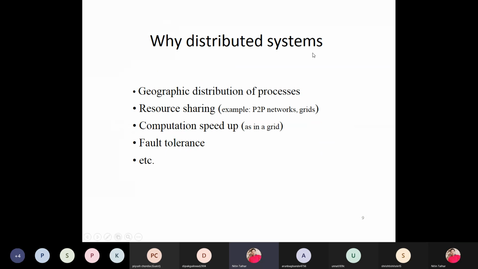Now, why distributed systems? Here, some of the possible solutions are given. It has a fault tolerant system. Communication can be increased by using a grid. Then resource sharing is possible in a distributed system. A peer-to-peer network is possible, and a grid is possible. Then geographic distribution of the processes is possible in a distributed system, which may not be possible in a parallel system.